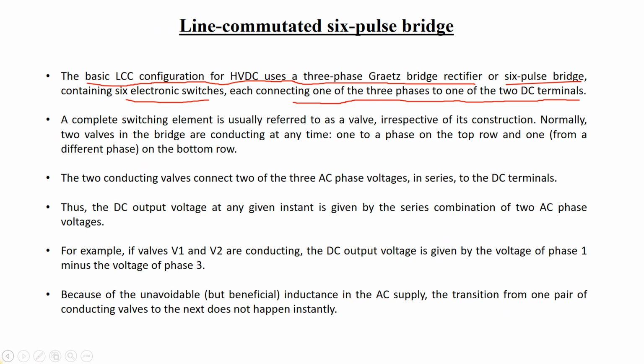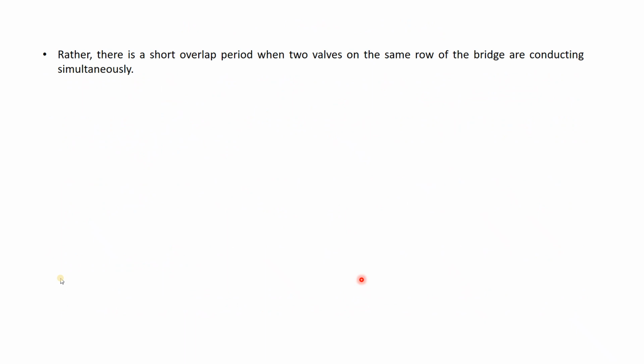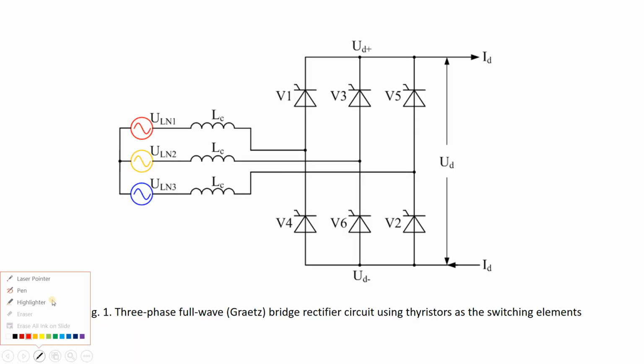Okay, so as we were discussing, see the last point: because of the unavoidable inductance in the line, the transition from one pair conducting to the next pair does not happen instantly. So what happens? Rather, there is a short overlap period when two valves on the same row of the bridge are conducting simultaneously. That means there is an overlap period.